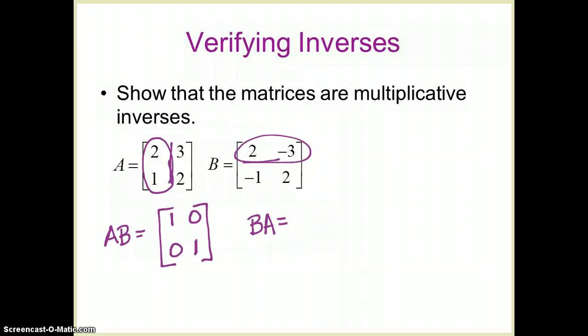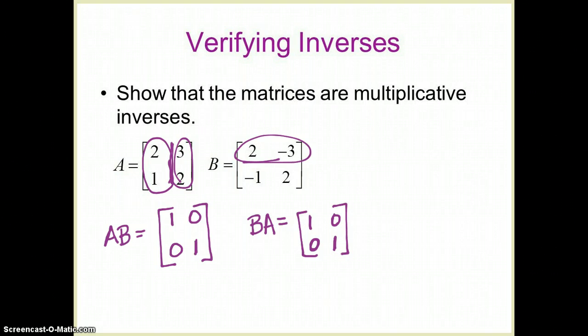This time it's 2 times 2 is 4, and -3 times 1 is -3, so 4 and -3 is 1. Then we stick with the first row and go back for the second column, the 3 and the 2. 2 times 3 is 6, -3 times 2 is -6, so that is again 0. Now we're going to go down to the second row to finish up our multiplication. -1 times 2 is -2, and 2 times 1 is +2, which gives me 0. And then in the last column, -1 times 3 is -3, and 2 times 2 is 4. -3 and 4 make 1.